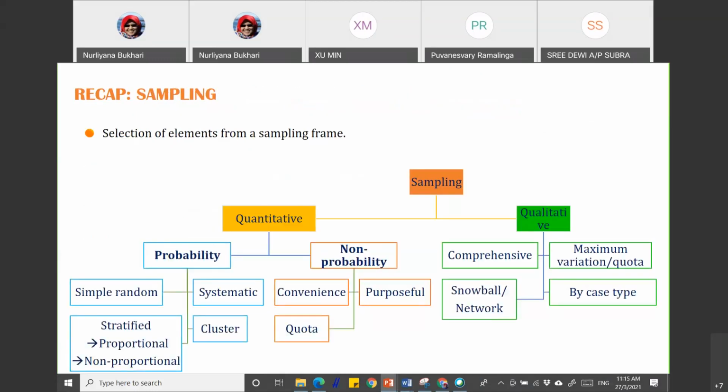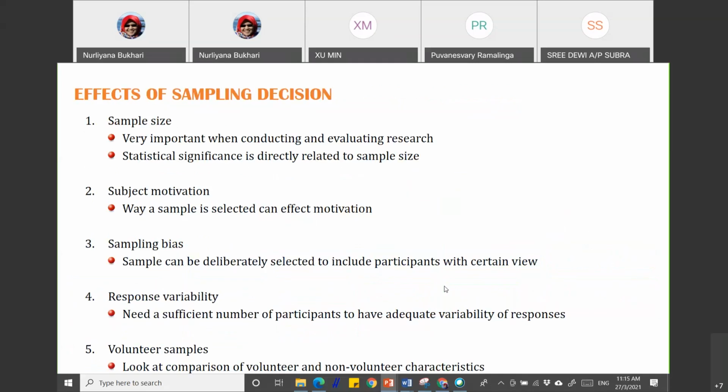And recap. Probability, but okay, purposeful. Oh, this one also purposeful. So that's why they don't have specific. Qualitative, everything is purposeful. But the purposeful could be comprehensive, snowball, maximum variation, the one that meets the quota, or by case type. Okay.